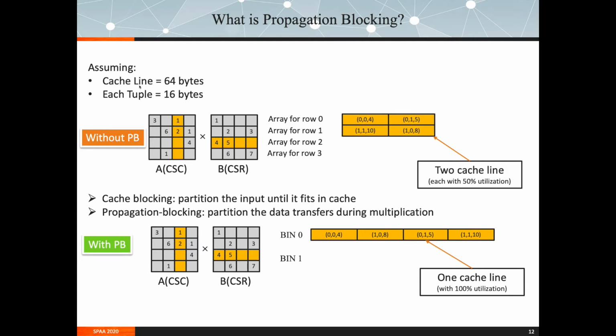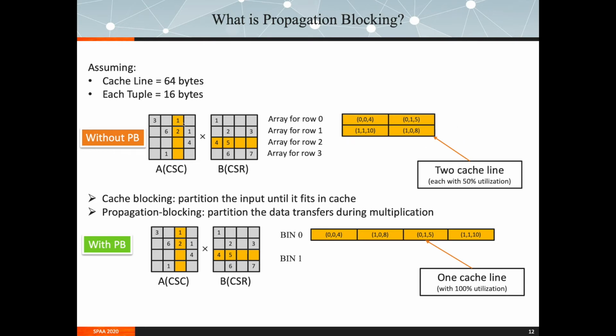Let's take a look at the example here. Assuming we are running on a machine where the cache line is 64 bytes, and each tuple we use to represent the COO format is 16 bytes. In this particular iteration, we're going to multiply the third column with the third row, and we have created 4 arrays to store the intermediate result.